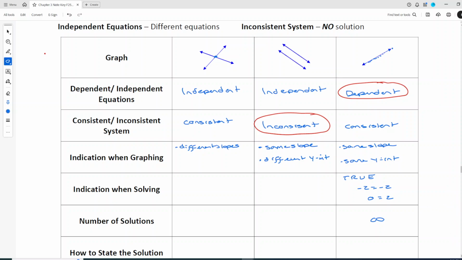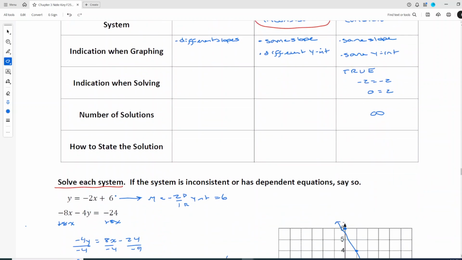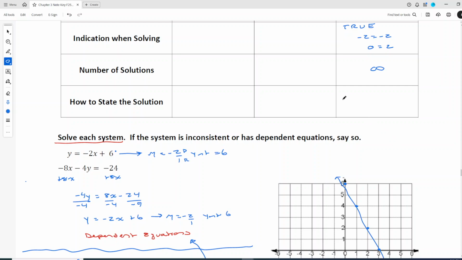Now, if it asks you to state what the solutions are, here's the weird thing. You're going to say it's the solution of points (x, y) such that y equals negative 2x plus 6. It's all the points that satisfy this equation. So it's not all the points in the world. You can't say that x is everything, right?